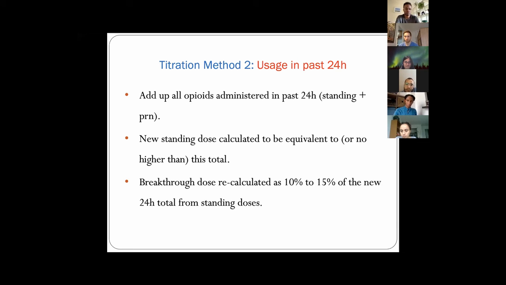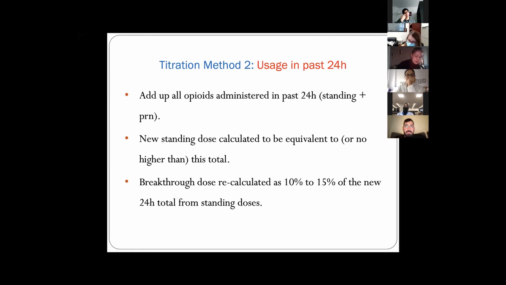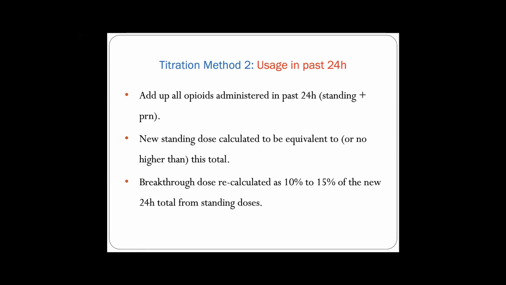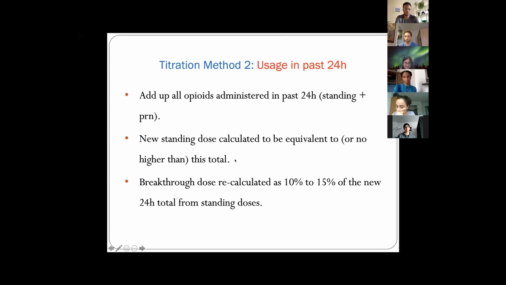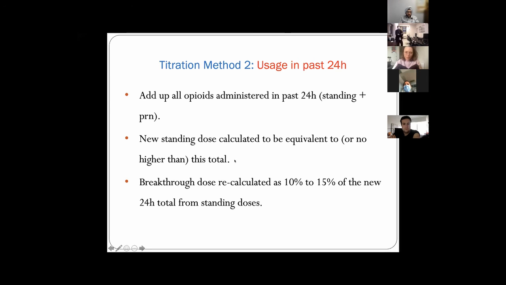So if, let's say, you use MS-Contin 15 Q12, and then the PRN is 5 milligrams, and the person had gotten 4 doses of that. So you multiply 5 times 4, that's 20, plus 15 times 2, 20 plus 30. So that's going to be 50 milligrams over 24 hours. And then you just divide it by 2 to make it Q12. So your dose will become 30 Q12 at that point.